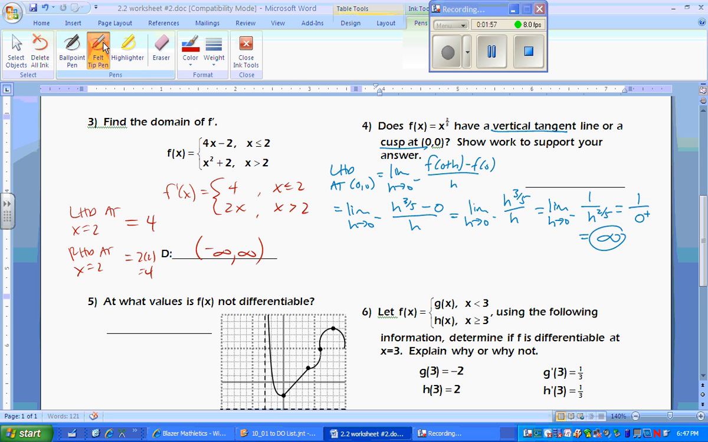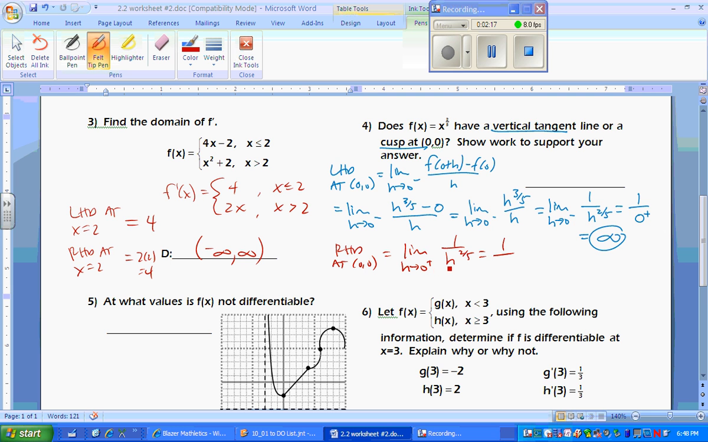Now we need to look at our right-hand derivative at (0, 0). So we've done all the work here. We can just jump to the end here. The limit as h approaches 0 from the right of 1 over h to the 2/5.